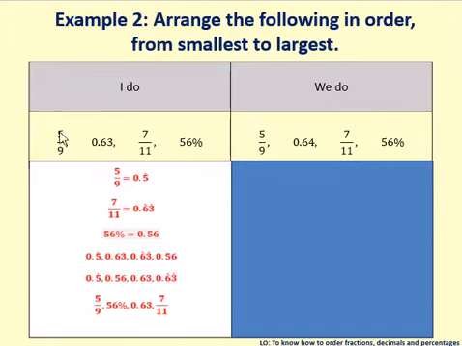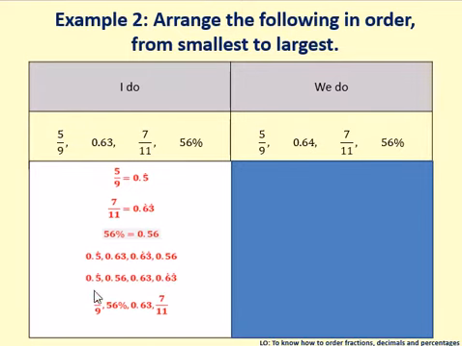So 5/9, do 5 divided by 9 with your bus stop method, you'll get 0.5 recurring. 7/11, do 7 divided by 11 with your bus stop method, we get 0.63 with the 6 and the 3 recurring. 56%, we divide by 100 to get 0.56, and then order from smallest to largest. So 0.5 recurring is first, then 0.56, then 0.63 with the 6 and 3 recurring.